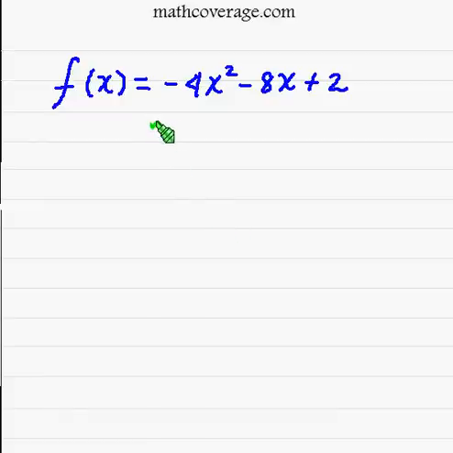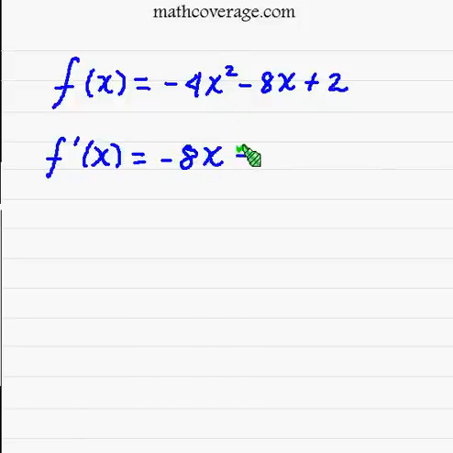So we're asked to find the relative extrema. And so the first thing we're going to do is take the derivative. So f prime of x is equal to, so we take the 2, bring it out front, and then minus 8. So at this point, you're supposed to know how to take the derivative. If not, you need to see previous sections.